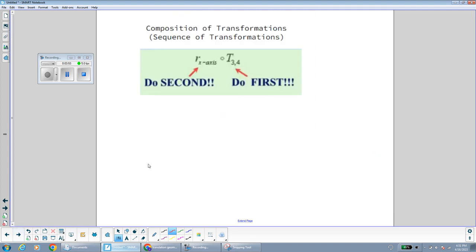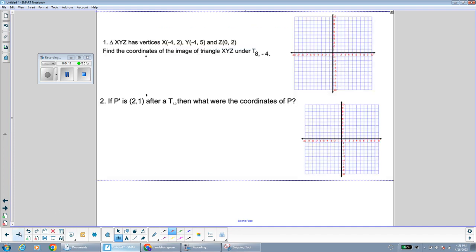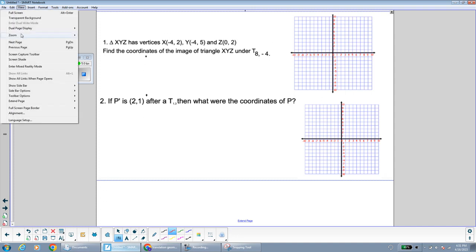Before we do some of the questions today, just some notation. When you see this little open circle symbol, that means we're doing a composition of transformations. That means a series of transformations or sequence, one right after another. We read this backwards. So this would be the transformation that we would do first, followed by the one to the left. Let's take a look at the first question.